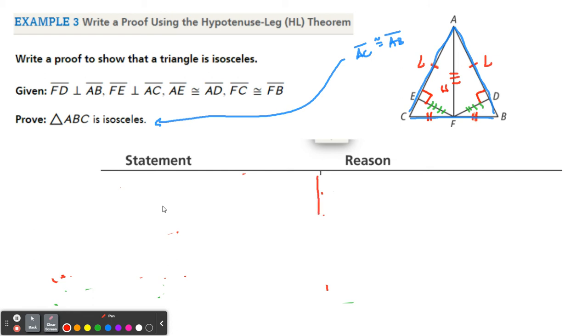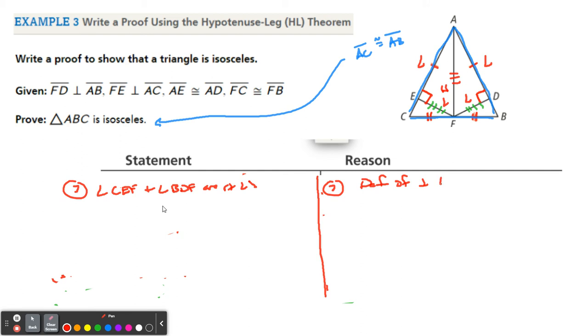So now, if I focus on these bottom two triangles, we just showed that EF and DF are congruent. That's a pair of legs. Now, I mentioned that when you have perpendicular lines, either side is a right angle. So let's use that again. Let's say that angle CEF and angle BDF are right angles. And again, that's going to be by the definition of perpendicular lines, the same perpendicular lines we used above in step 2. It's these two.